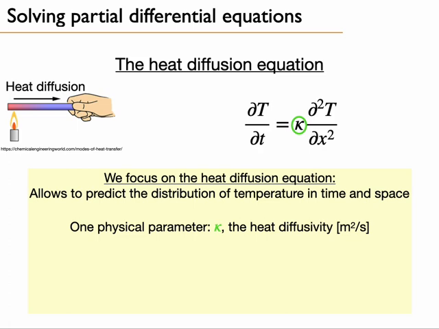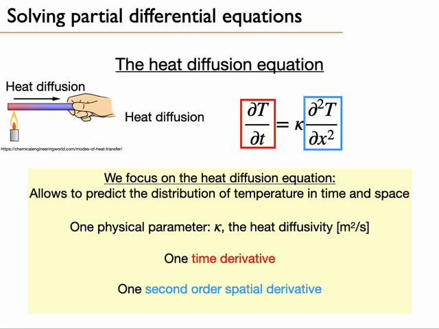So here we have one physical parameter, K, and that's what we will call the heat diffusivity. It's in meters squared per second. One time derivative, so it's the rate of temperature, so it will be Kelvin per second. And a second order spatial derivative. This will have unit Kelvin per meter squared.